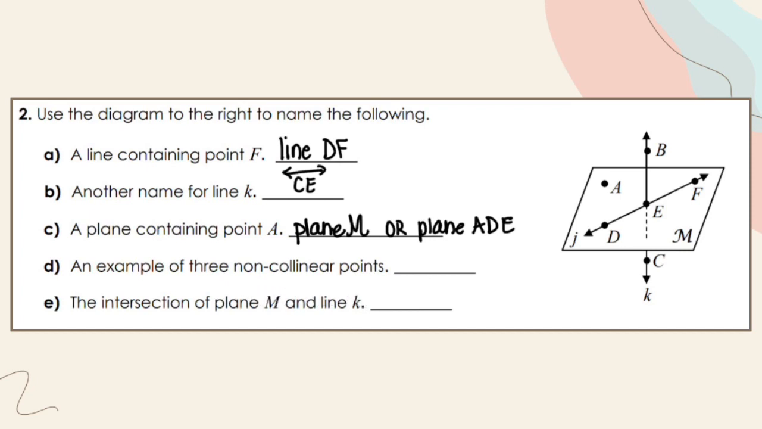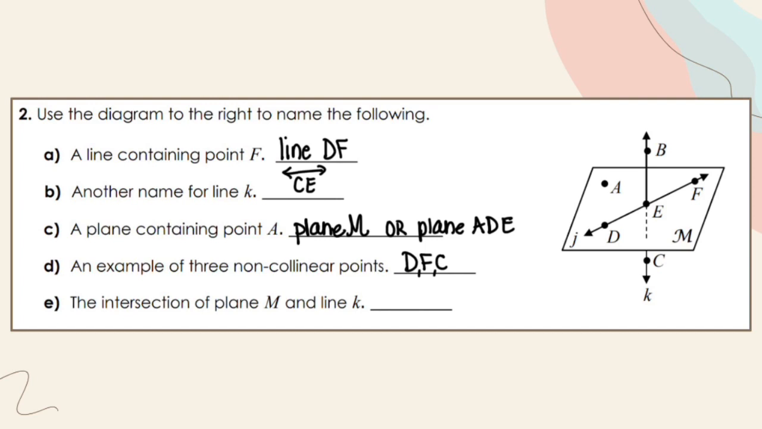All right, an example of 3 non-collinear points. So 3 points that are not on the same line. So the only thing you can't use are DEF or BEC. You can use any other combination of points. So I'm going to use DFC. Those are 3 points that are not all 3 on the same line.